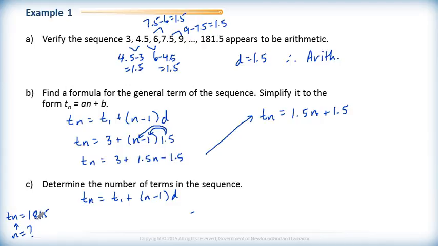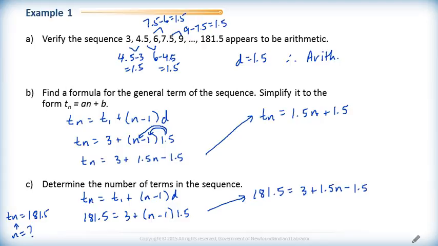So keep in mind we know 181.5 is the last term of the sequence, we just don't know the position it's at. So the nth term, 181.5, equals our first term, which is 3, plus n minus 1. We've got to find n, that's good. Constant difference we know to be 1.5. So with a bit of distributing again, we've got this equation. A little more rearranging gives us 180 equals 1.5n. And dividing both sides by 1.5, we get 120 equals n. So there are 120 terms.